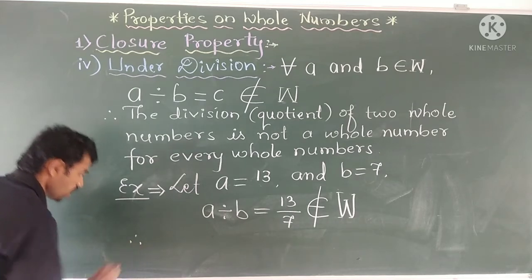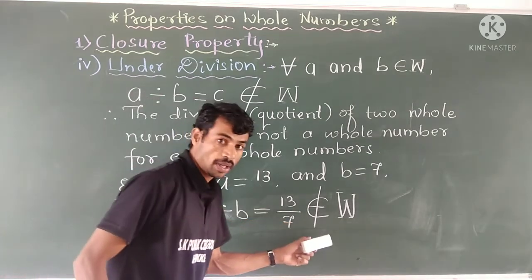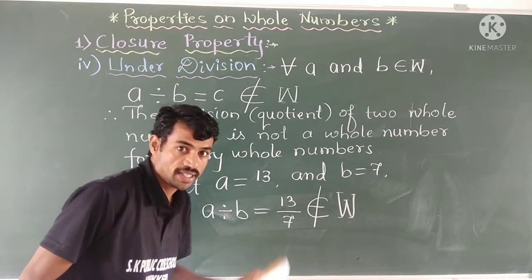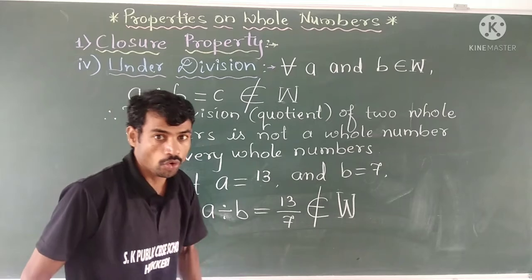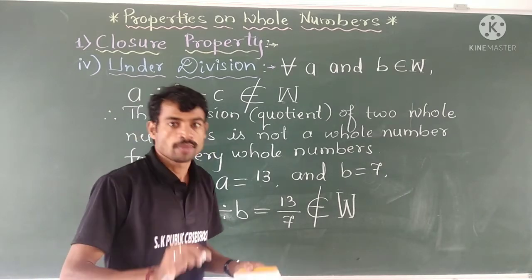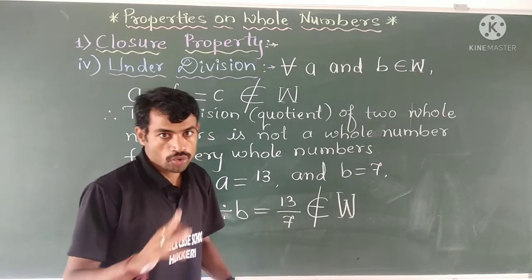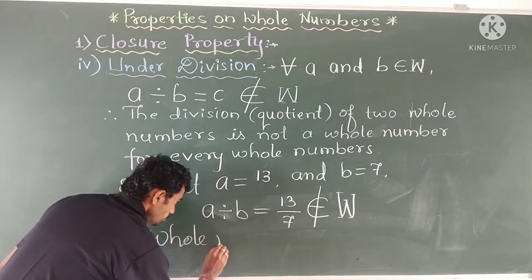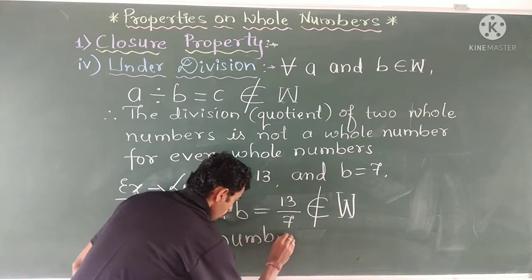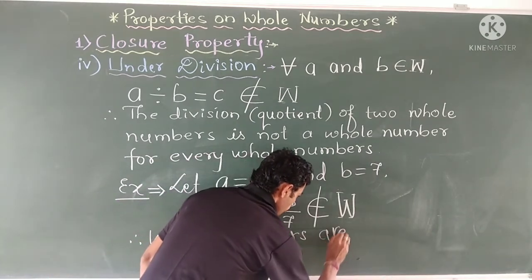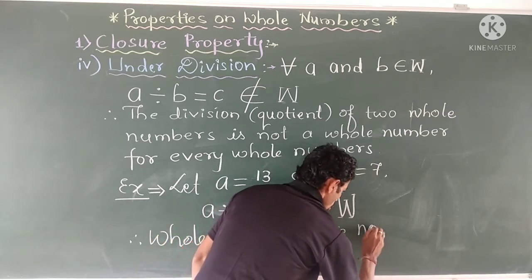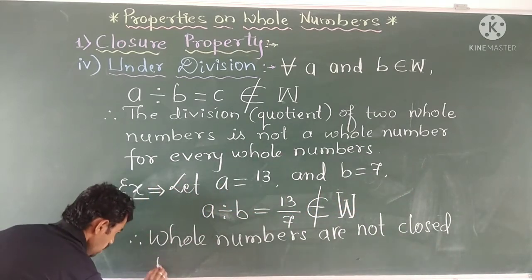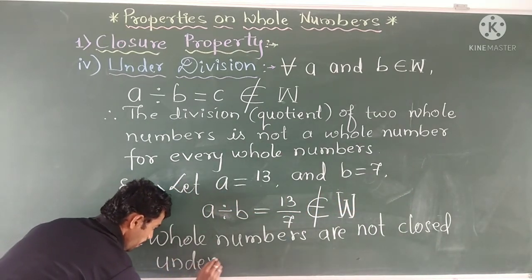It means, is the closure property under division applicable for every whole number? No. It means whole numbers are not closed under division. Therefore, whole numbers are not closed under division.